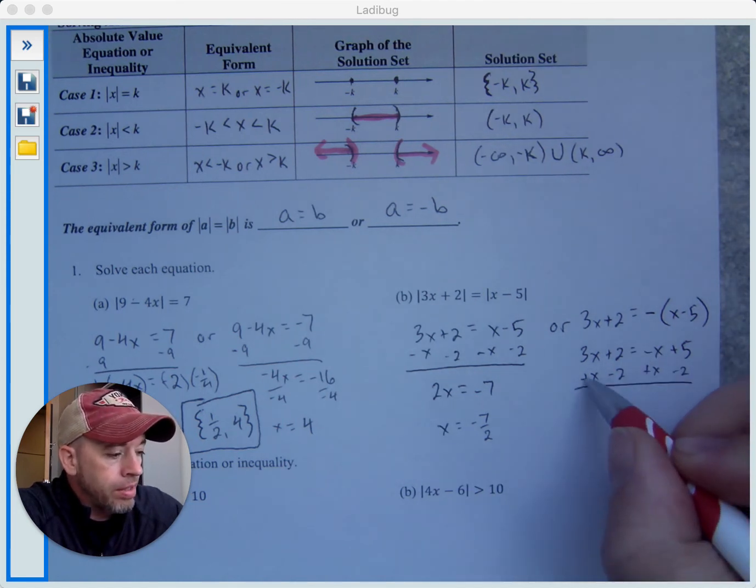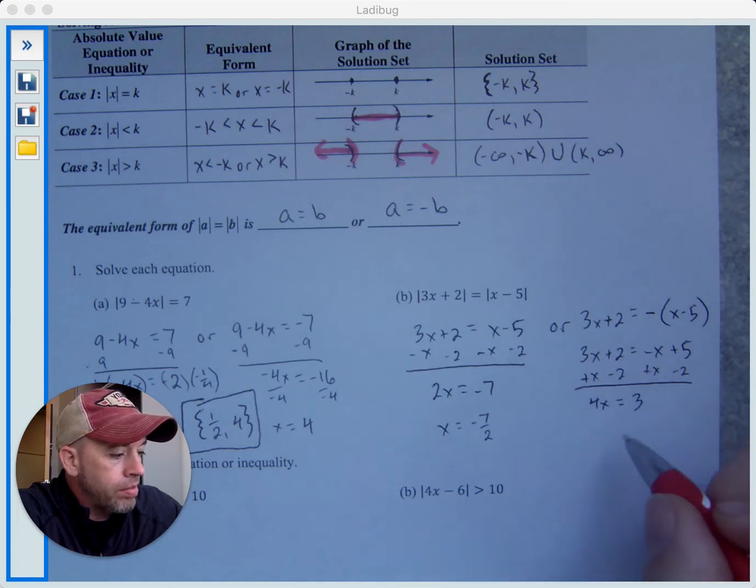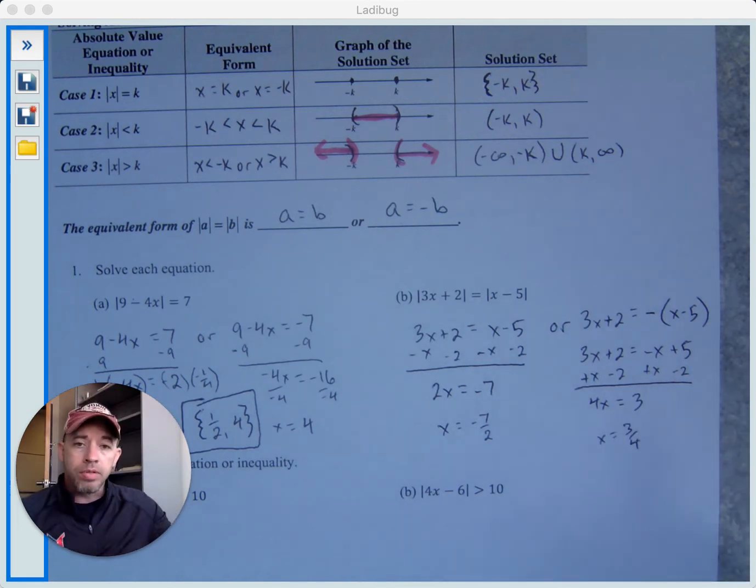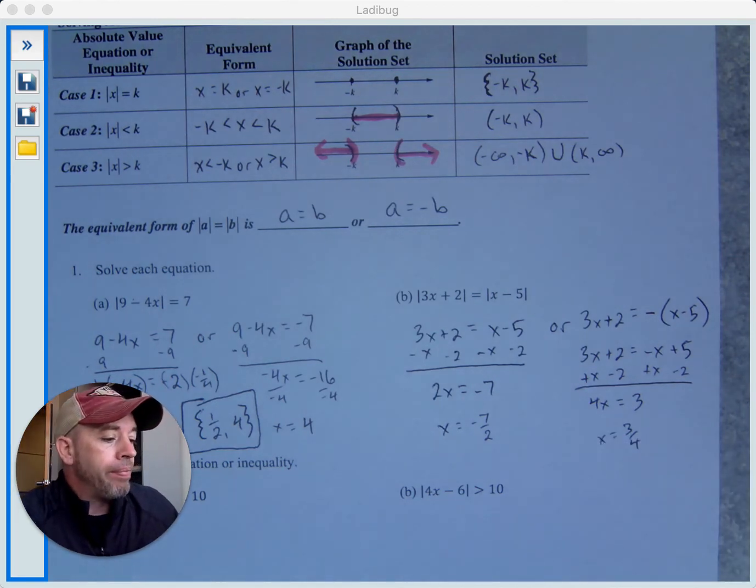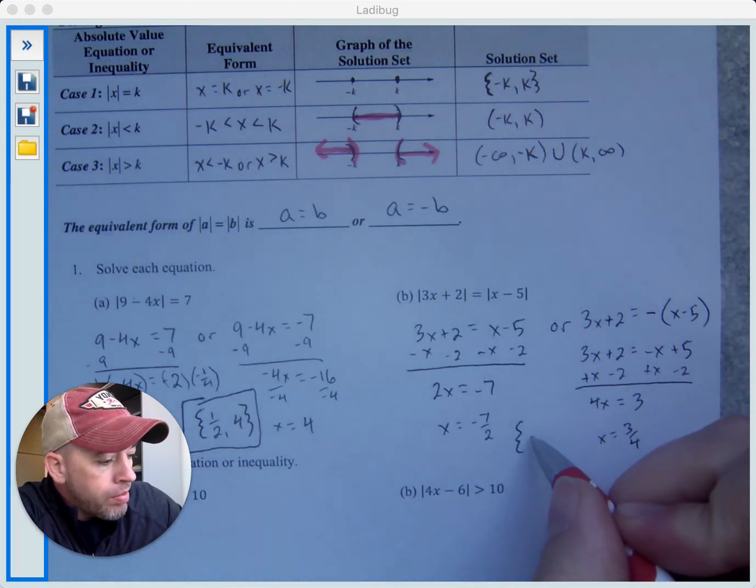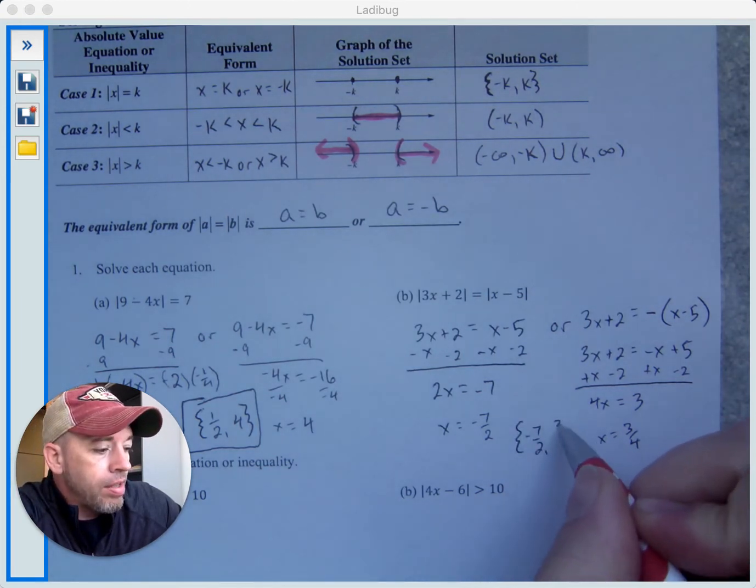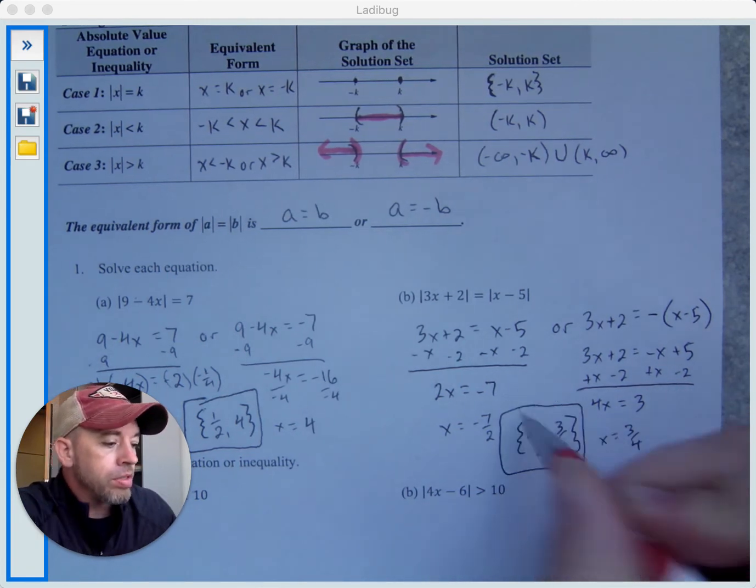So here I would get 4x is equal to 5 minus 2, which is 3. So divide by 4, we get x is 3/4. So we have our two solutions again, and again we could plug them both in to make sure they work. We have our solution set though with -7/2 and 3/4. And those are my two solutions here.